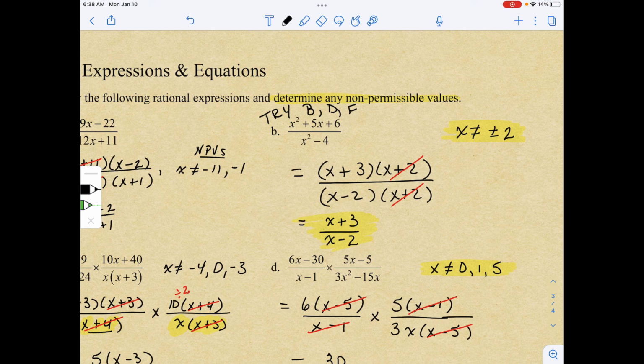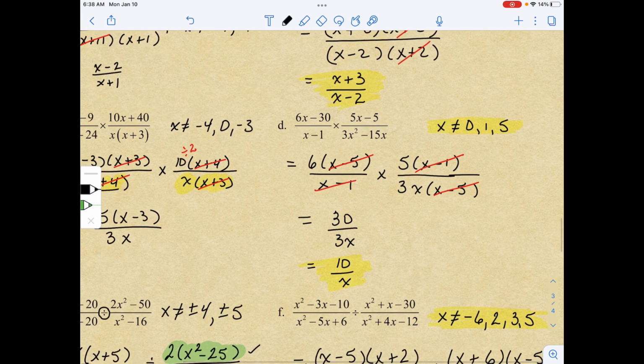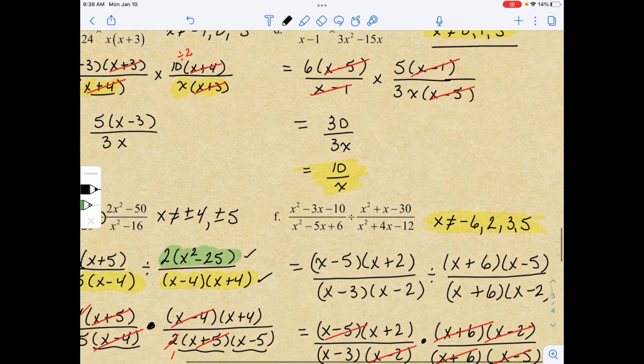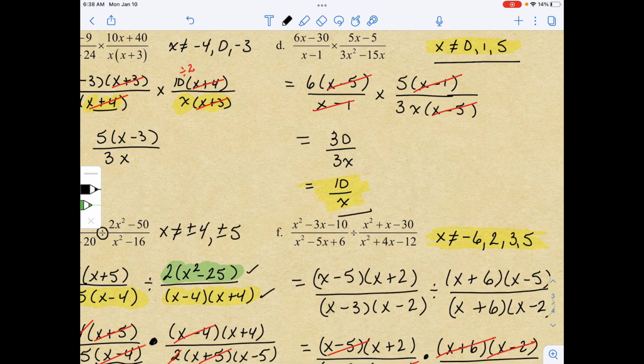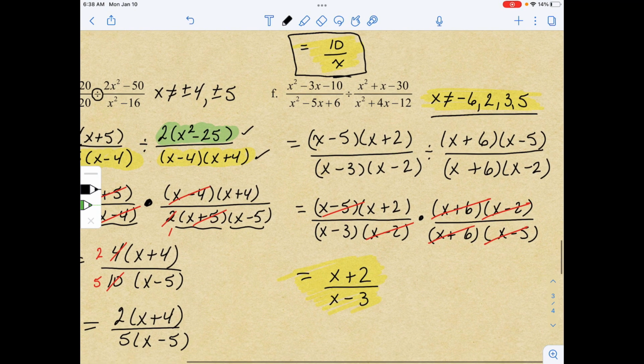Okay, so here's the solutions to these 3 questions. Question B. X cannot equal plus or minus 2, and our final simplified solution is x plus 3 over x minus 2. Question D, our non-permissible values there. X cannot equal 0, 1, or 5. And our simplified expression is 10 over x. And for our last one, we have 4 non-permissible values there. And our simplified expression is x plus 2 over x minus 3.